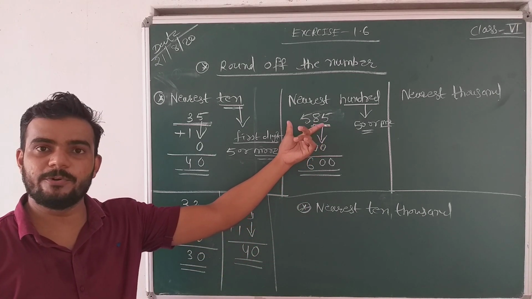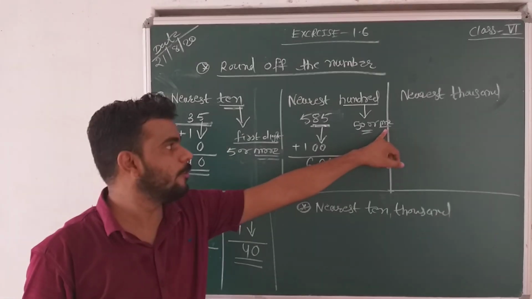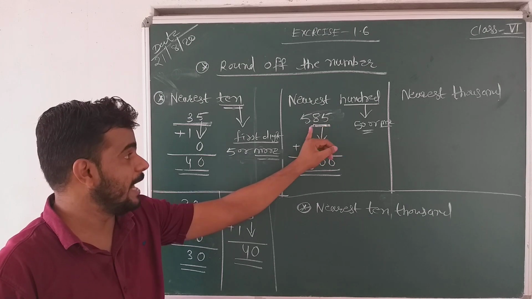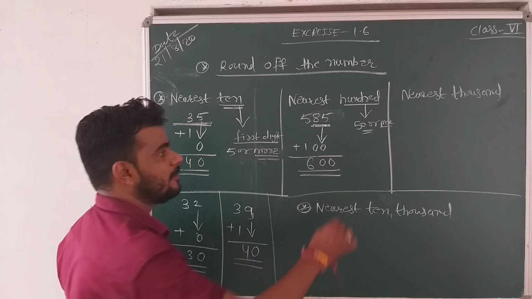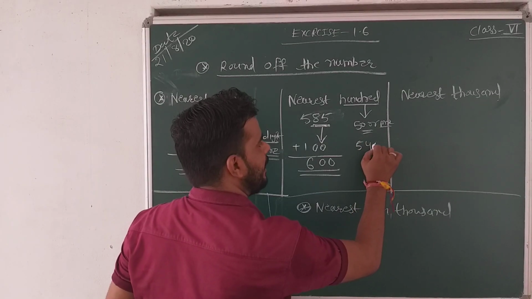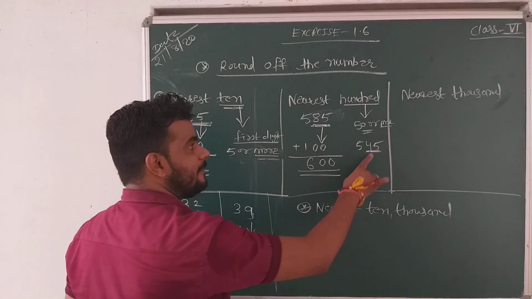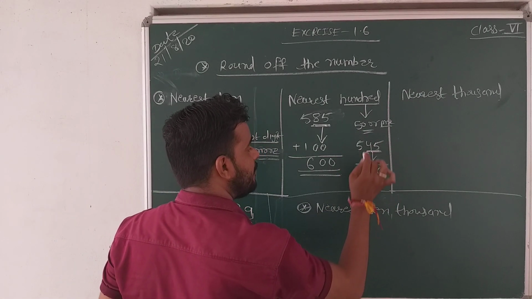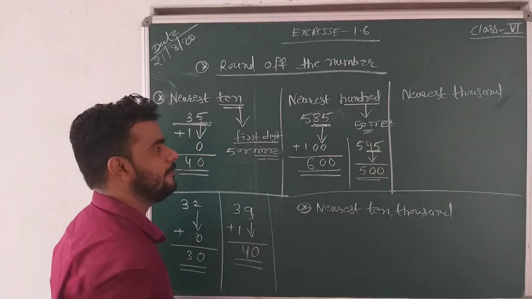Okay, I think you understood. Just see, if the last two digits are 50 or more than 50, then instead of them you directly write 00 and in the front of that number you add 1. Suppose one more example, 545. The last two digits are 45. 45 is less than 50, so instead of 45 we will write 00 and no change in the 5. So the nearest round up is 500.